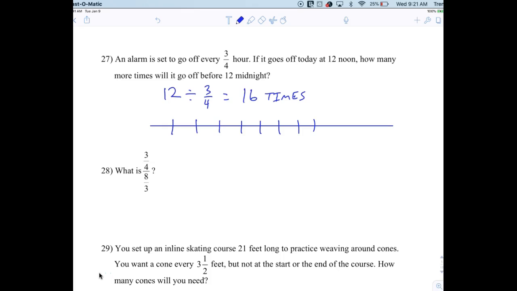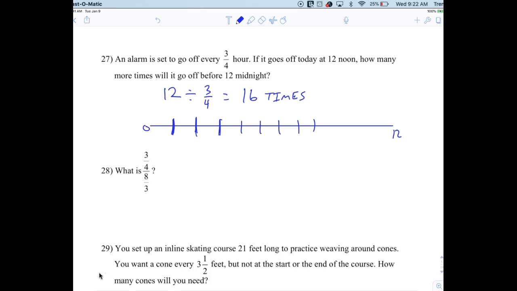No, no, you're confused. We're not overthinking anything. It's just 12 divided by 3/4. That's it. That's the answer. 12 divided by 3/4. Nothing else needs to be said. All right? It's more confusing. This is what I'm looking at. This is from 0 to 12. I'm dividing those 12 hours into 3/4 of an hour. That's it. That's the best I can do.